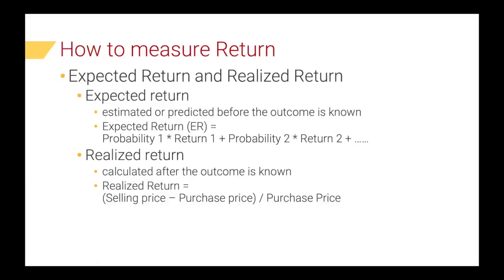How to measure return. Expected return and realized return. First, expected return. This is estimated or predicted before an outcome is known. The expected return is equal to the probability of the return multiplied by the return. Realized return is calculated after the outcome is known. The realized return is the selling price minus the purchase price divided by the purchase price.